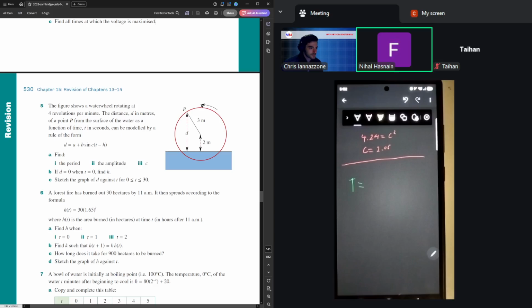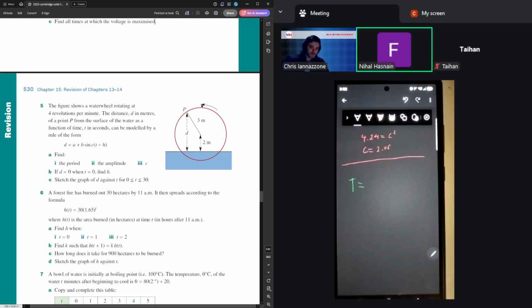The radius is 3 meters. The radius is 3, yeah? Yeah, so I guess we can find the... actually no, that doesn't really help much, does it? It helps with something else, yeah. Just not the period necessarily.